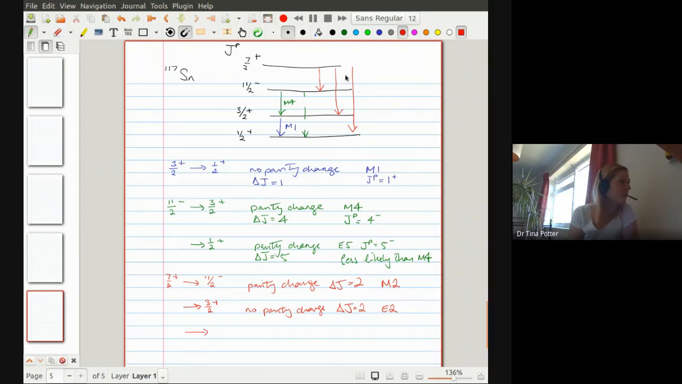And finally, we're going to have a look at the decay all the way from this top level, 7/2, even parity, down to 1/2, even parity. And again, we've got no parity change.